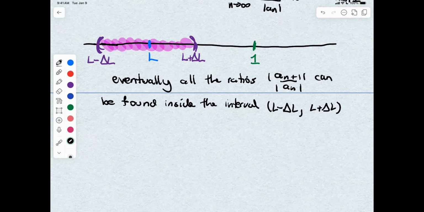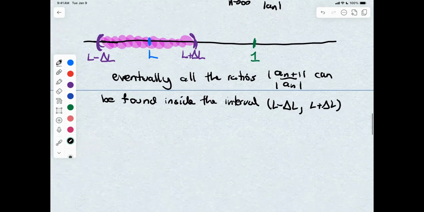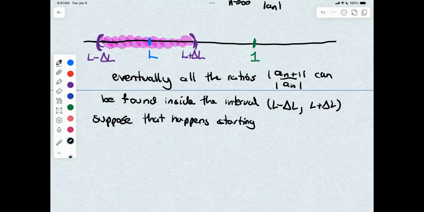Is that okay, everyone, with me? So far, so good, making sense? So again, to give you a sense of what's happening, let's say that that occurs after the 100th ratio, okay? So suppose that happens starting with A of 101 divided by A of 100.